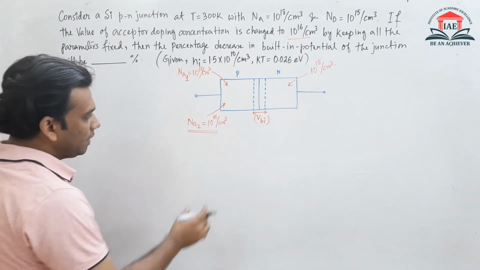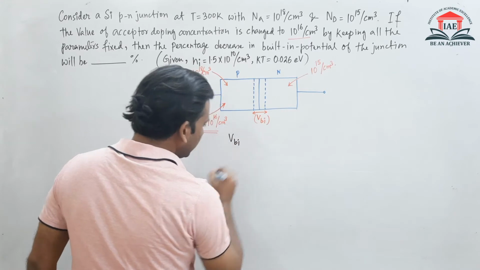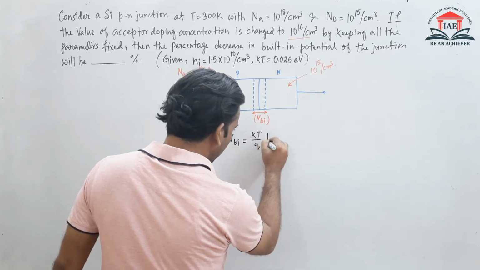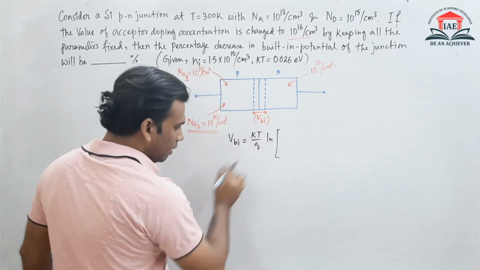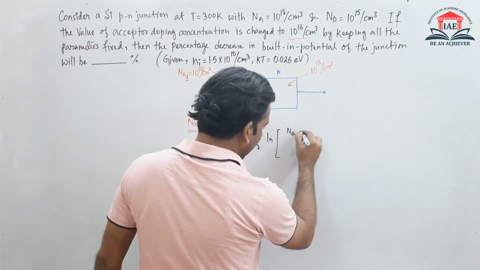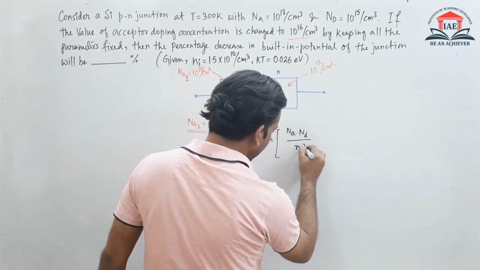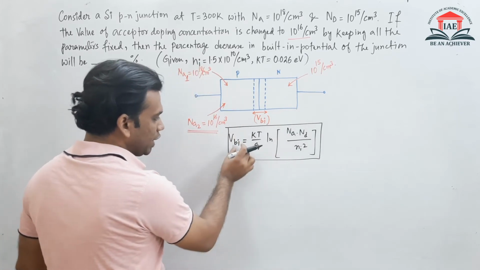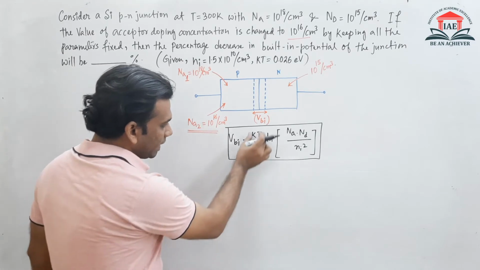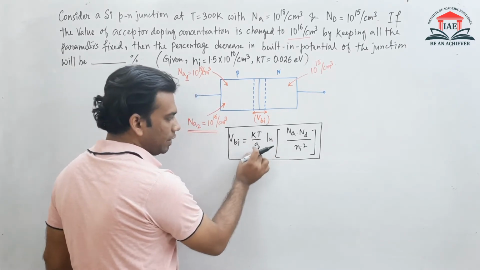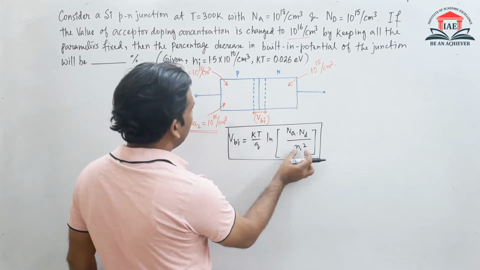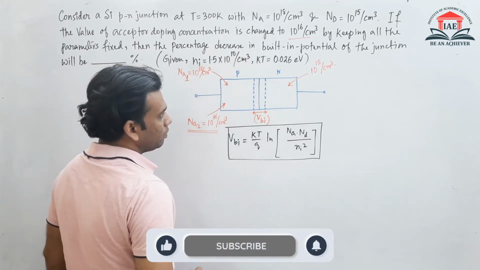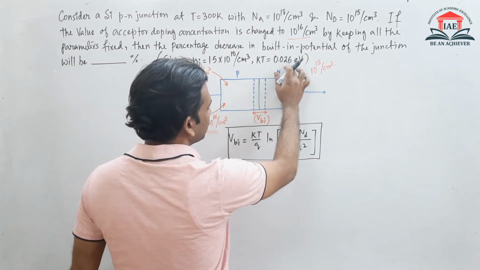Now if you remember, there was an equation for the built-in potential. The equation was VBI equals kT by q times ln, that means natural logarithm, of Na into Nd divided by Ni square. This was the equation of built-in potential, with Na and Nd in the relation. kT by q is the thermal voltage. Ni is the intrinsic carrier concentration, and its value is given as 1.5 into 10 to the power 10 per centimeter cube, and kT is also given as 0.026 electron volt.